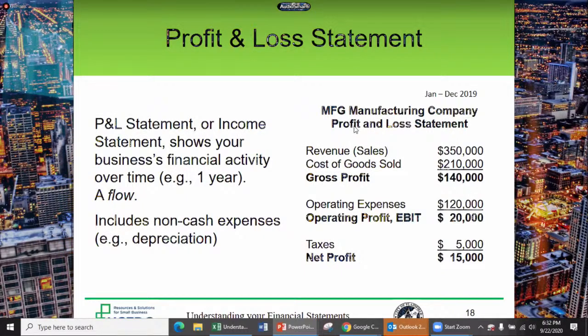Essentially it's pretty straightforward. It's going to be revenue, and we'll take these section by section, but revenue minus a couple different categories of expenses, equals your net profit.